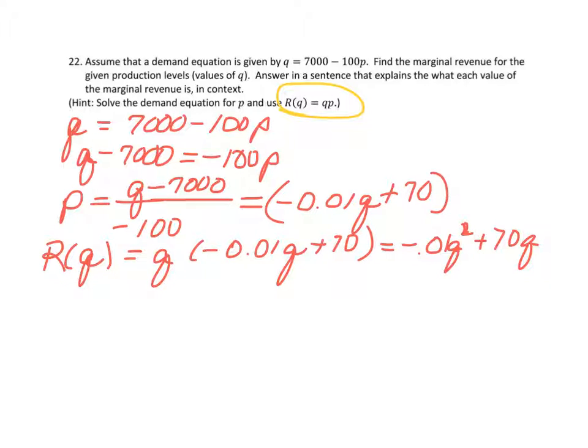So once you've done that, then you need to take the derivative, R prime of Q. And you can see where if you were dealing with this, that the derivative could get a lot uglier than what I've got. The derivative is actually 2 times negative 0.01 is negative 0.02 times Q to the 2 minus 1 is 1. And then the derivative of 70Q is just 70.